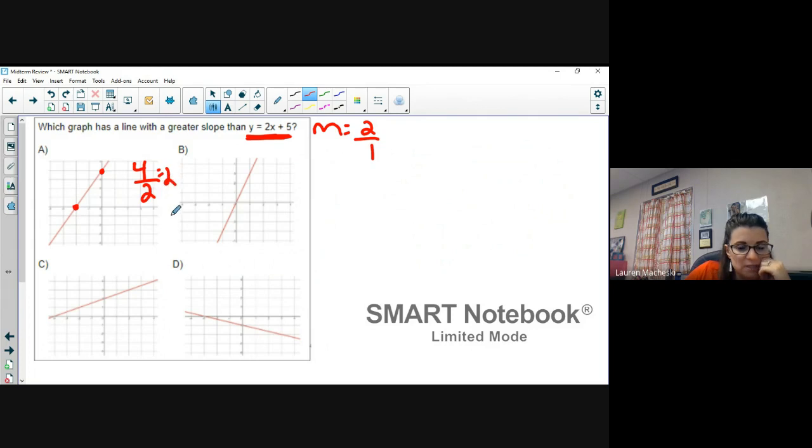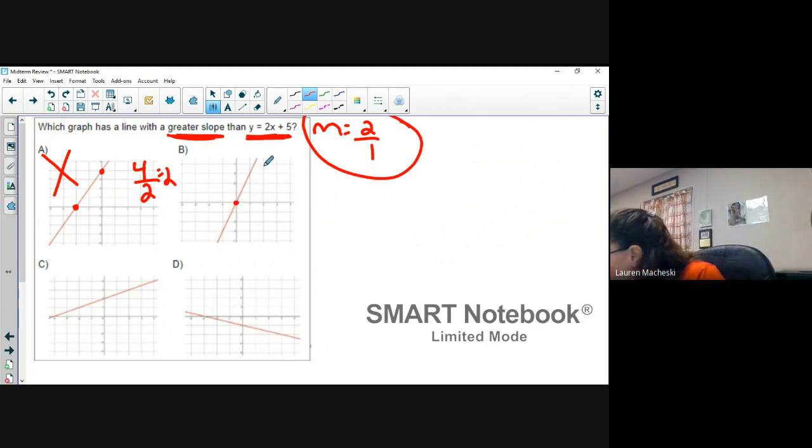Well, isn't that slope the same thing? So that slope is not greater. I want a greater slope than this one. Here, touches there, and it touches there. So I go rise up 1, 2, 3, and run right 1. Well, so far that's bigger. 3 is bigger than 2.